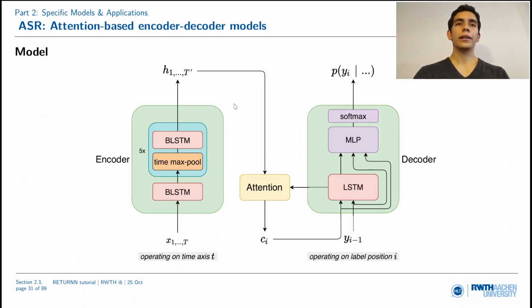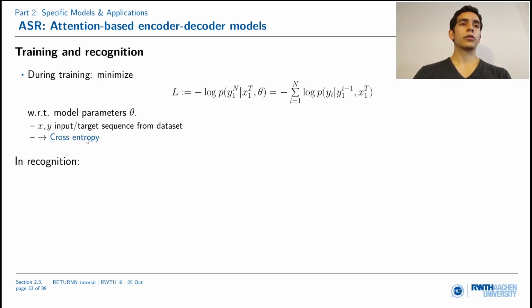Another model which is very popular lately, not only lately, it's been around for some time, is the encoder-decoder attention model. It includes an encoder, which in this example is shown as a BLSTM stack with time max pooling. So it reduces the input by a factor of, for example, 6, and then this encoder output is attended to by the decoder, which runs on the label position, and it receives the label at the previous position, computes the attention, attends to the encoder, and then passes it through the network, and then produces an output distribution. Now the training is fairly simple because we can simply use cross-entropy training. So we minimize our loss, which is the negative log posterior probability, with respect to the model parameters.